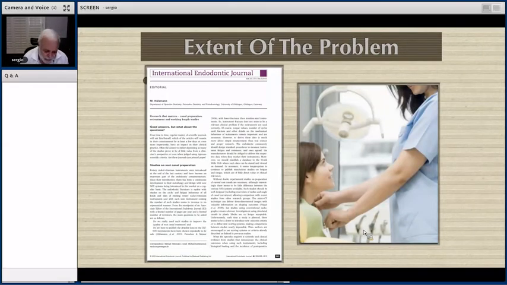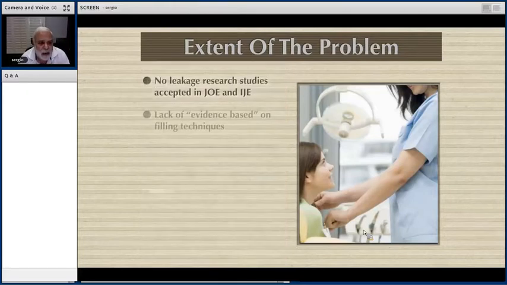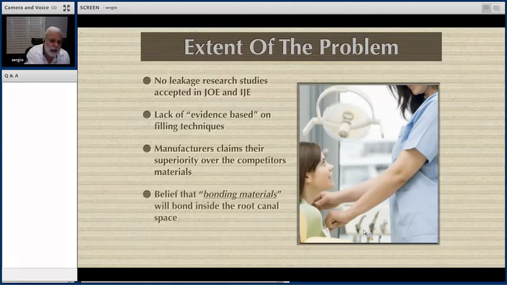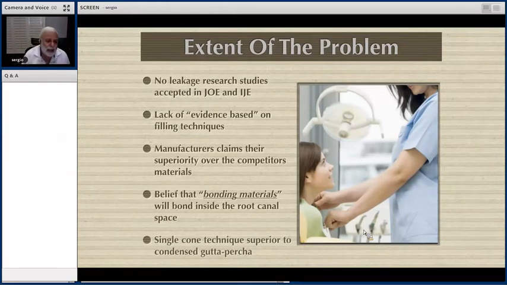So we thought by using the micro CT, we were elevating the bar so everybody can use it. So for that purpose, we did these studies, because there is a lack of evidence on filling techniques. The manufacturers will claim that my material is superior to the other material. All around the world, there is the belief that you can bond any material inside the root canal, which is not true, as I'm going to show you, and that a single cone technique is superior to condensed Gutta-percha. And that was really the reason that triggered us to do this.